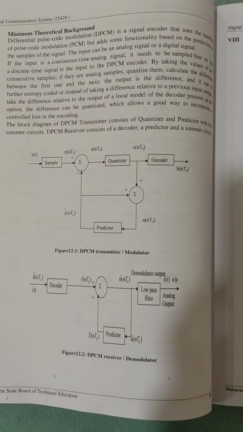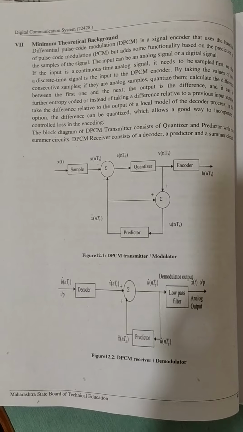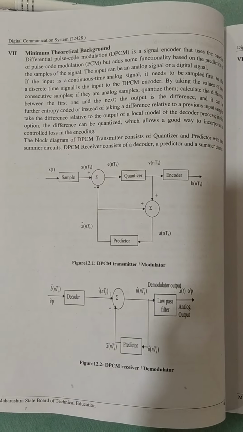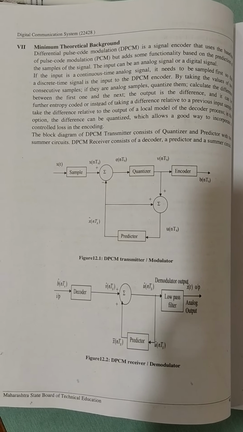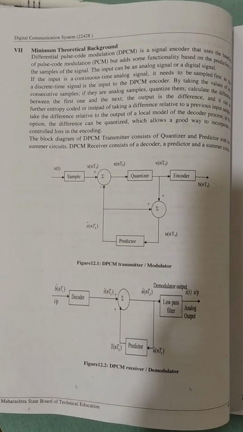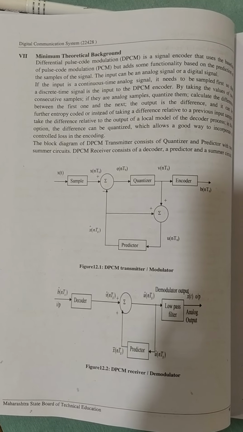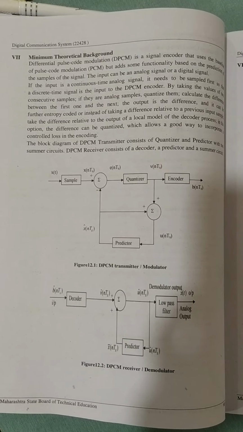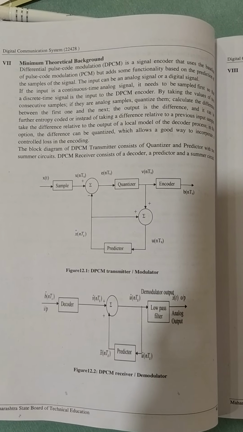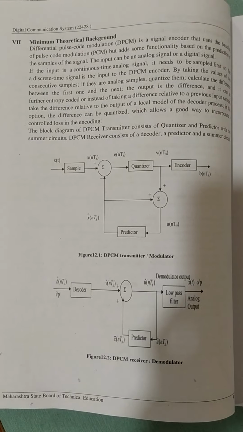Now here the block diagram of the DPCM transmitter and receiver section is given. First one is a sampler, where x(t) is the original information signal, and at the output of the sample block we get a sampled output. Then this sampled output is mixed with the predictor output and these two signals are quantized. After that the quantized output is applied to an encoder, and at the output we get an encoded signal which is in digital form.